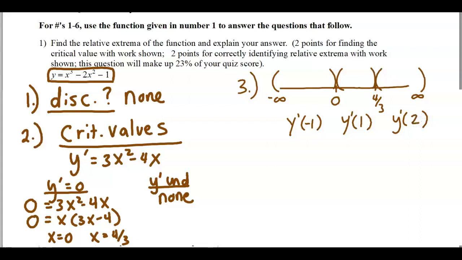All right, and so I want to plug those into my first derivative. So if I plug -1 into my first derivative, I get 3 plus 4, which is 7. And that means that on the interval from negative infinity to 0, my graph is going in an upward direction because it's a positive slope.